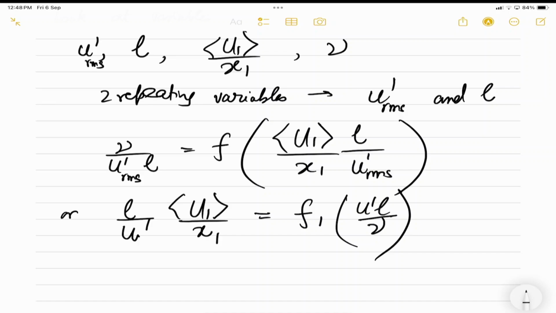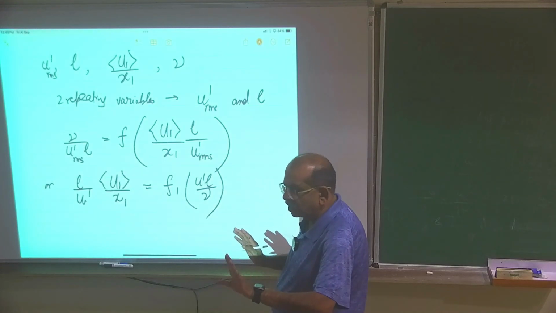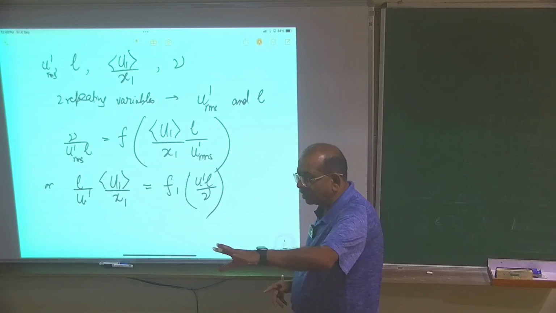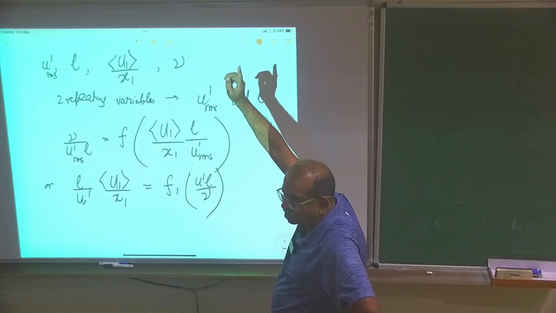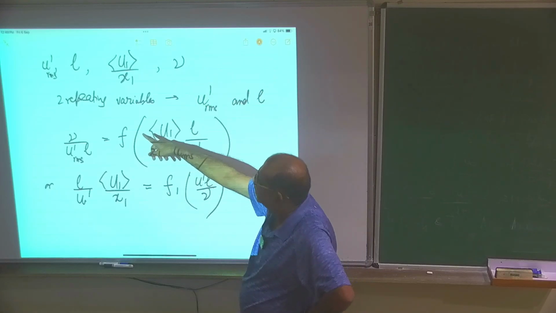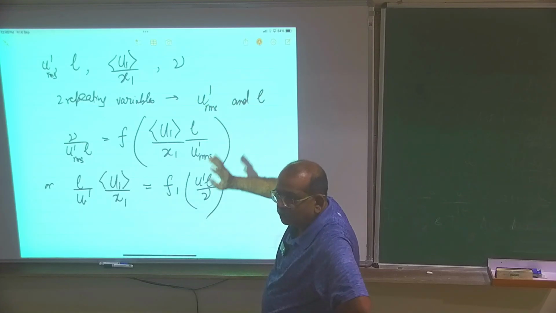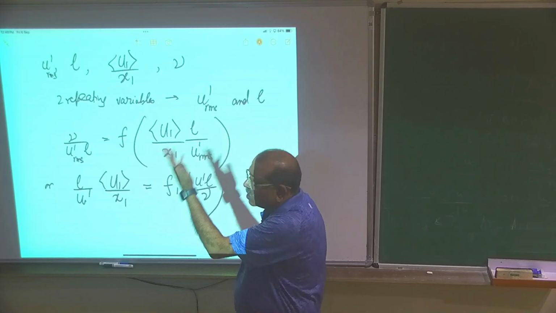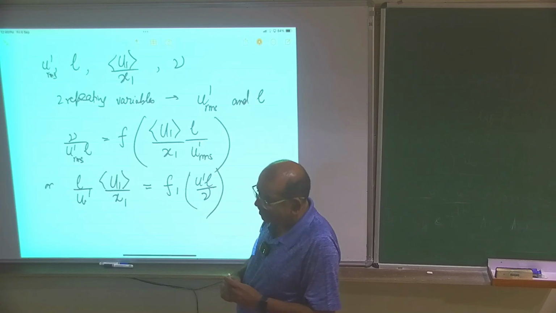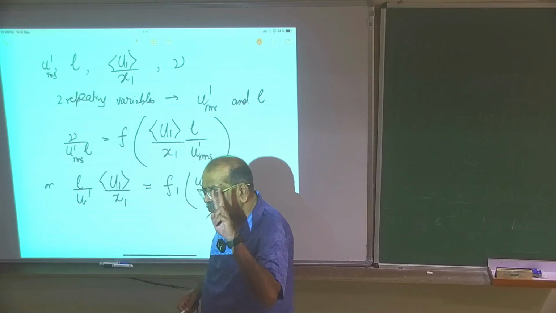Sir, इसमें u prime RMS और L dependent. अभी dependent नहीं थे. We start from. Why you asking now? Why is one a function of the other? Our problem statement was u prime RMS. Can I simplify this? So first I use dimensional analysis to simplify. Dimensional analysis tells me I will be left with only 2 variables.